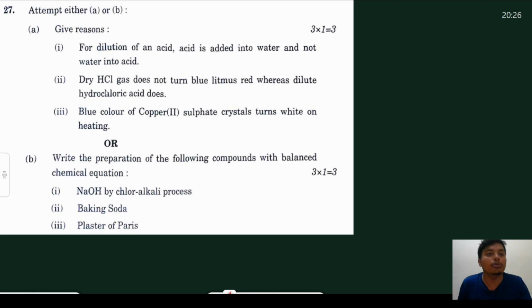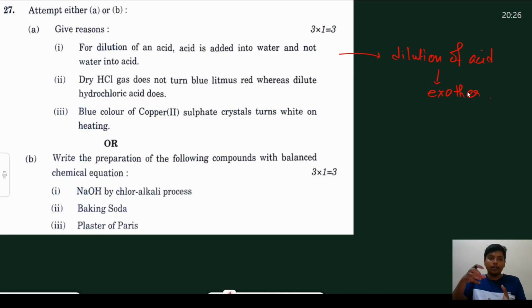You can do either one of these. The first question: to dilute an acid, acid is added into water, not water into acid. Why? What is the reason? Because dilution of acid is an exothermic reaction. If you add water into concentrated acid, too much heat will evolve. It can catch fire. But if you add a small amount of acid into water, that will not catch fire that much. Okay. So that will be the reason.